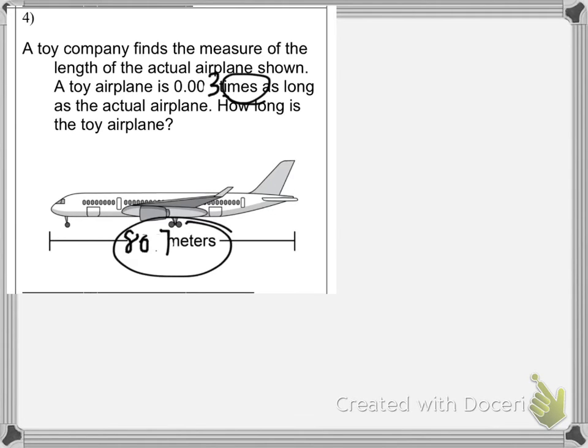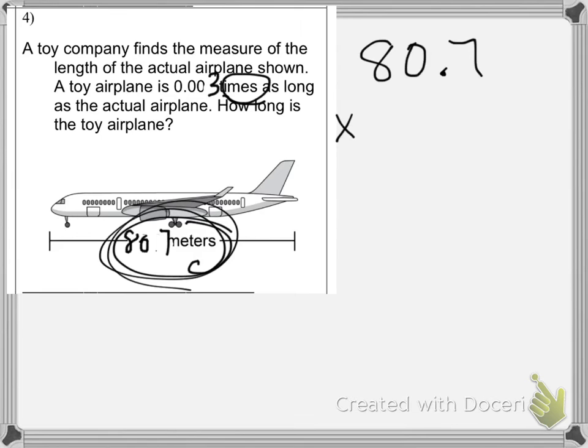You can see times, which means we're going to multiply. And you can see that 3 is in the thousandths place, which is super, super small. So the toy airplane obviously is way, way smaller. It's only 3,000ths the size of the actual. So we're going to go ahead and just take our 80 and 7/10 meters of this plane right here. And we know that the toy plane is 3,000ths times as long.